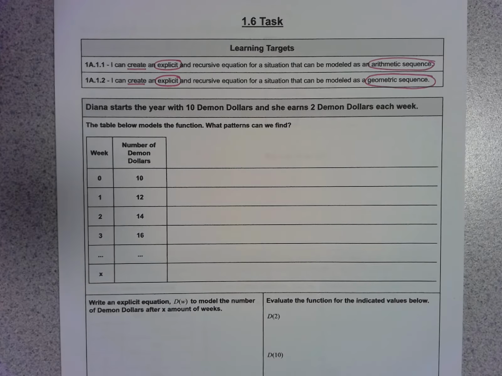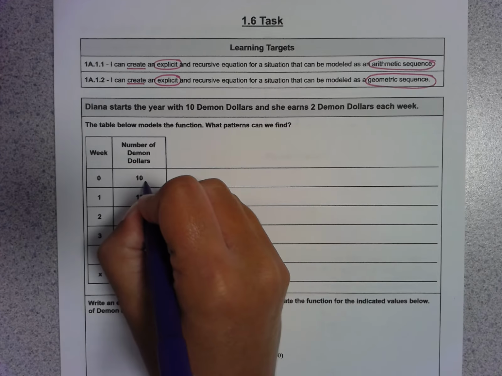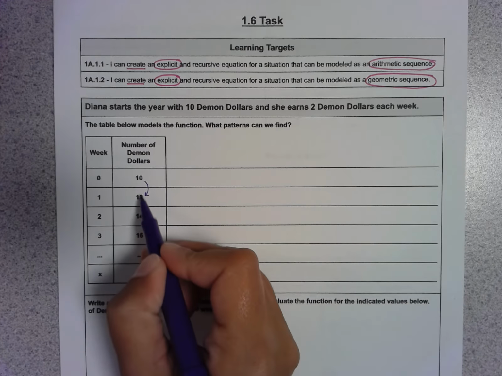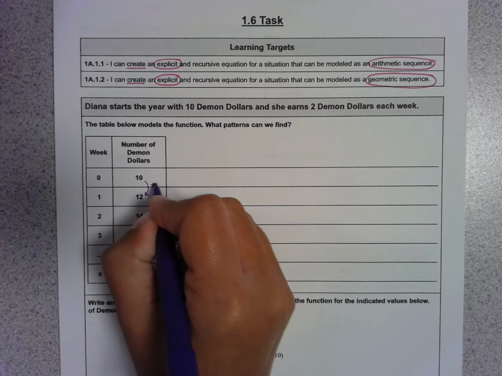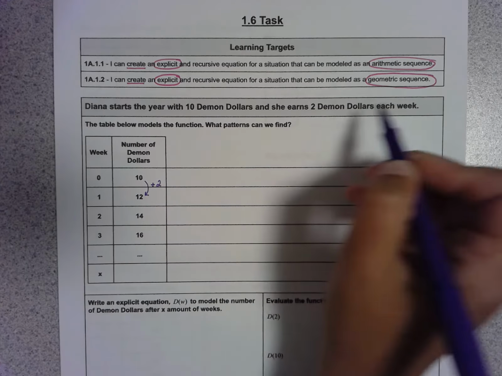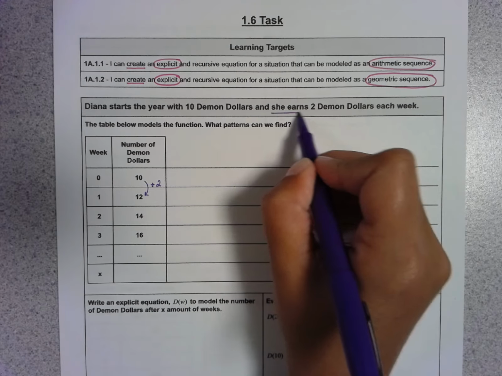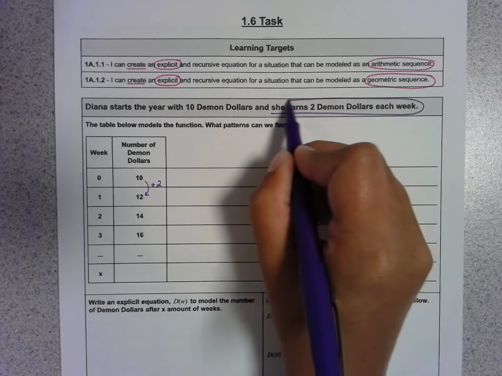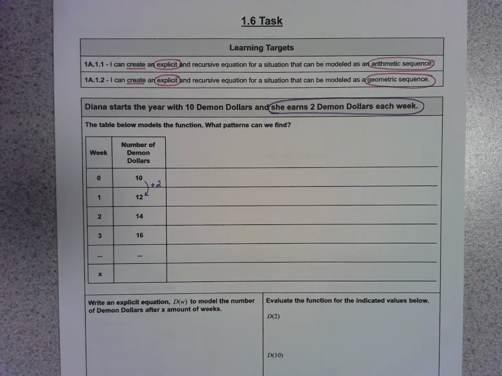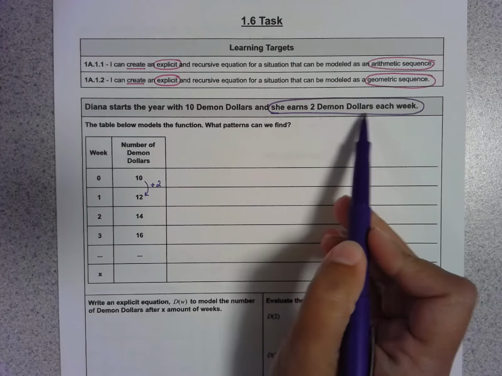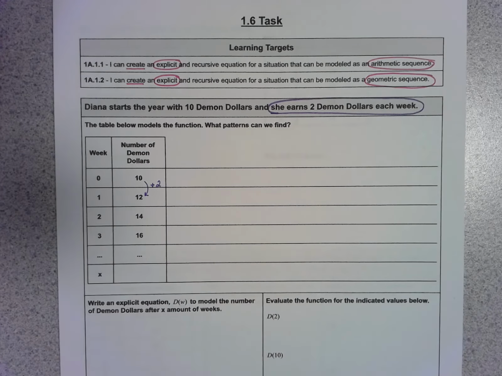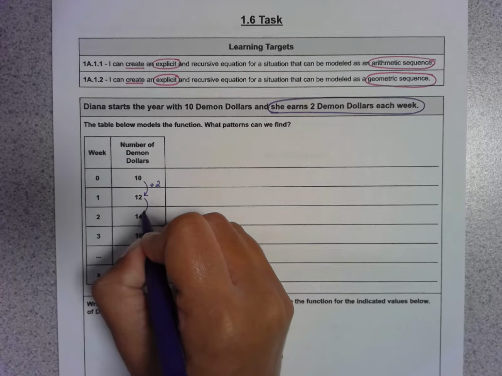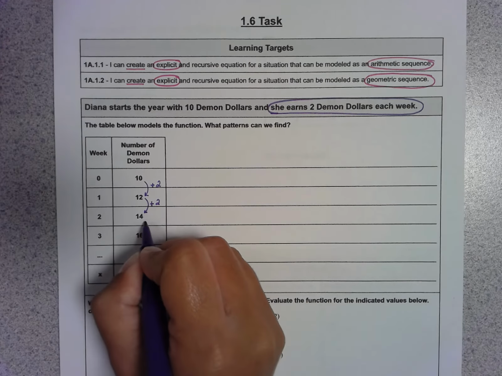Now, up until now, when we have looked at patterns in a table like this, we have typically been looking at what I call down the table. And what I mean by that is, if we go from 10 to 12, which is going down the output values of the table, we are adding 2. And we can see that that makes sense because she earns 2 demon dollars each week. So that pattern shows up in multiple places. It shows up in the words that we can read, and it shows up in the table if we go down the table. And that pattern is consistent for the entire table.